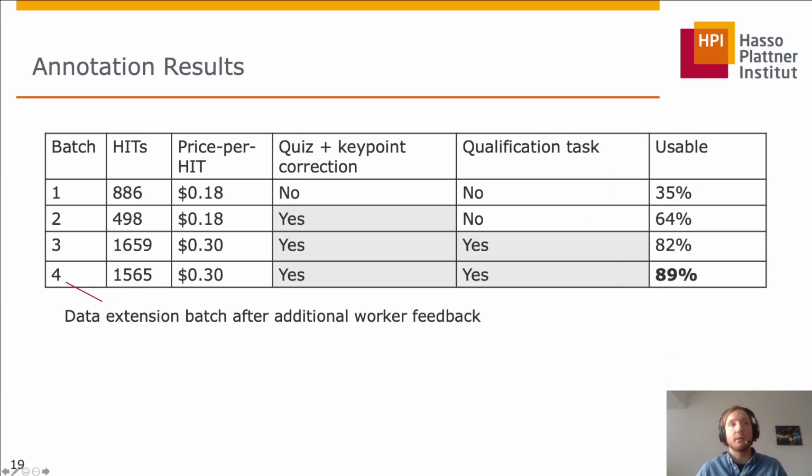Here we can see the results of the different batches, where we at first had the initial prototype and then added on improvements such as key point correction and qualification task. As we can see on the right, both the quiz and key point correction as well as the qualification task led to a significant increase in usable annotation results.